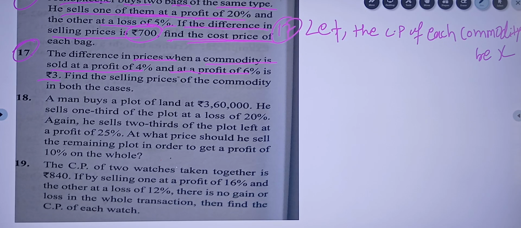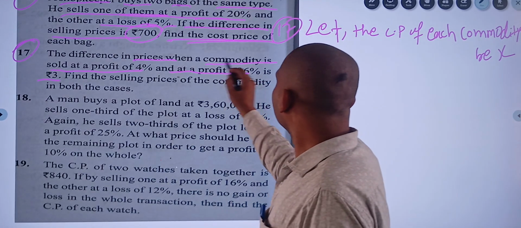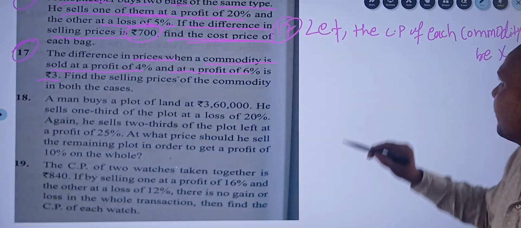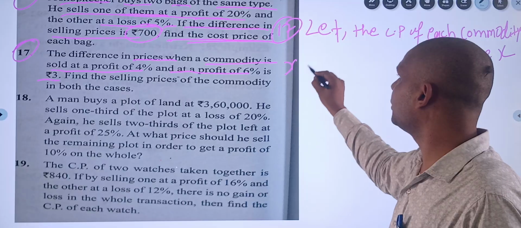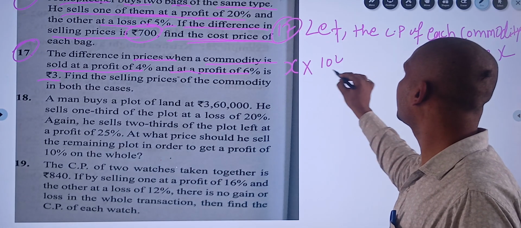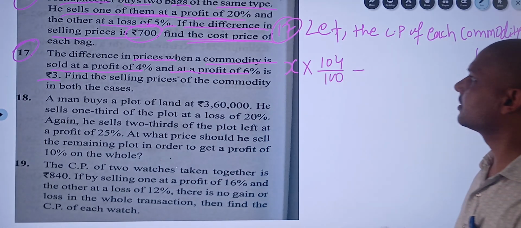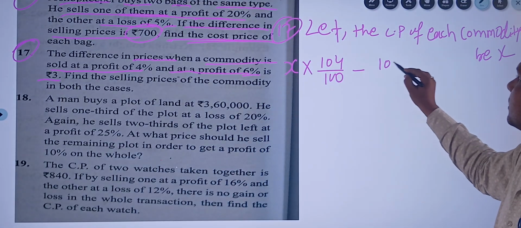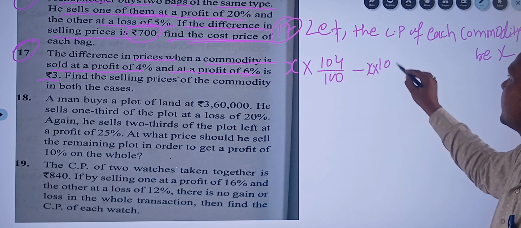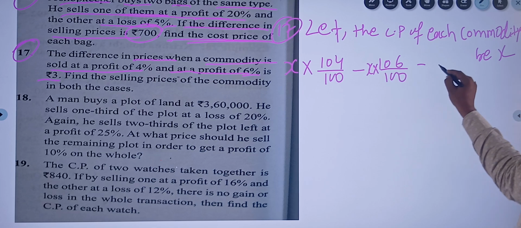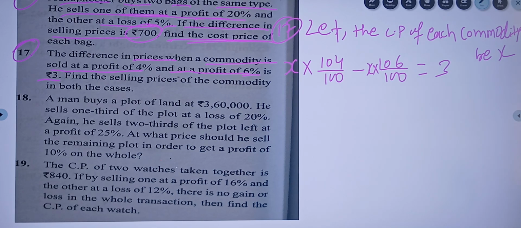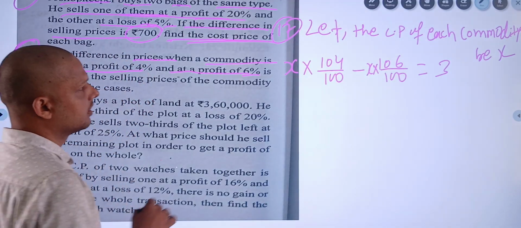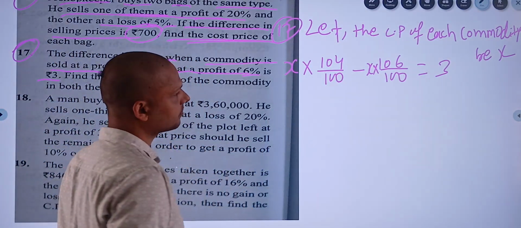Now see, sold at a profit of 4%. Calculate SP: X into 104 upon 100, minus. The second is sold at a profit of 6%, so X into 106 upon 100. What is the difference given? 3 rupees. So right here, 3. Any confusion? Let's proceed. So LCM will be 100.